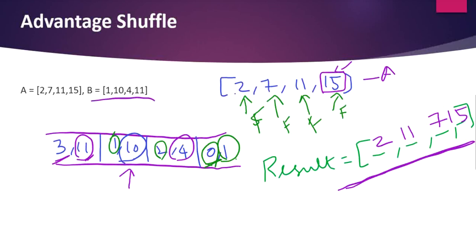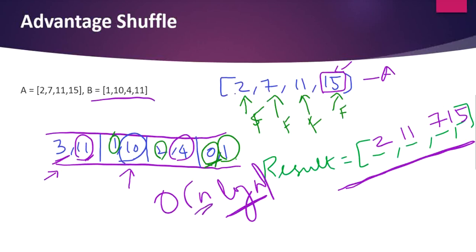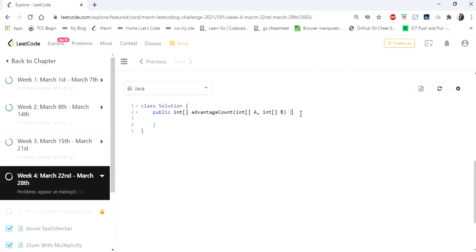Before getting into code, this works in big O of n log n, where log n time is used to save the elements and iterate the elements from the priority queue, and n is used to iterate over arrays A and B. So let's go to code now. Let me first initialize my result array and sort my array A.